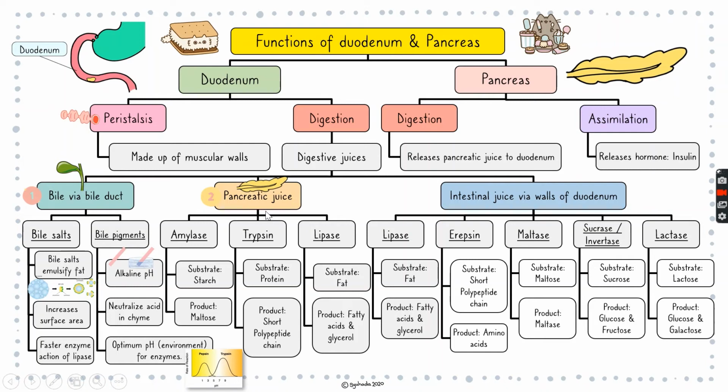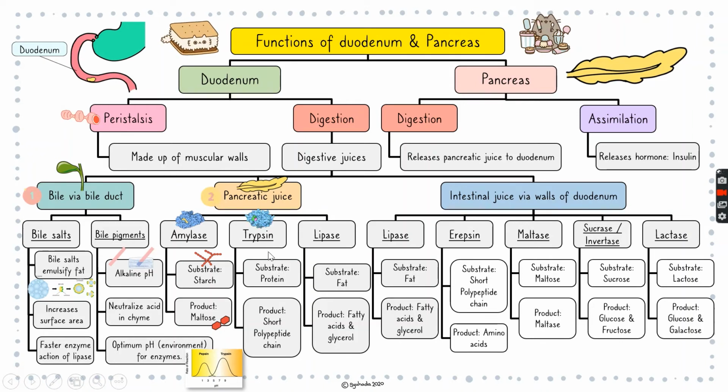There's a lot of enzymes that you can actually find in the duodenum. The first set comes from the pancreatic juice. So pancreatic juice contains pancreatic amylase, which acts on starch and breaks it down into maltose. Starch is a polysaccharide, so it's really big. You can see that there's a lot of glucose molecules chemically bonded together. And maltose is a disaccharide, so it's made out of 2 sugar molecules, 2 glucose molecules.